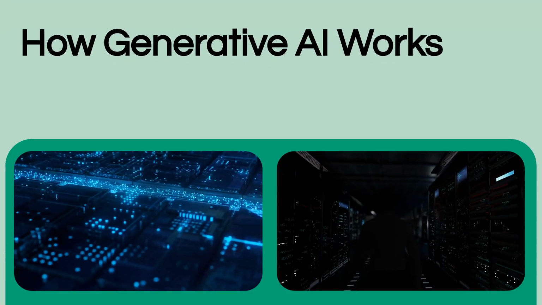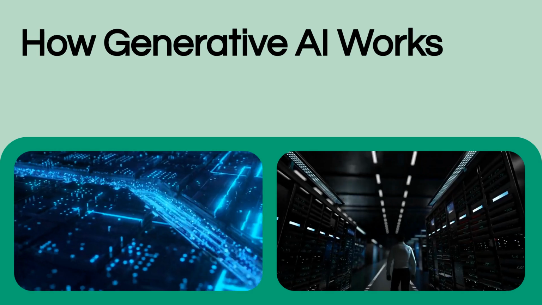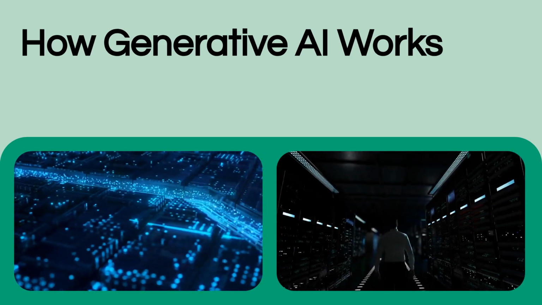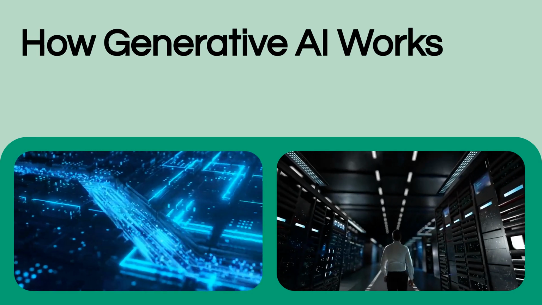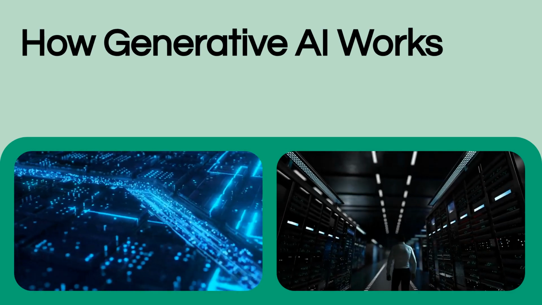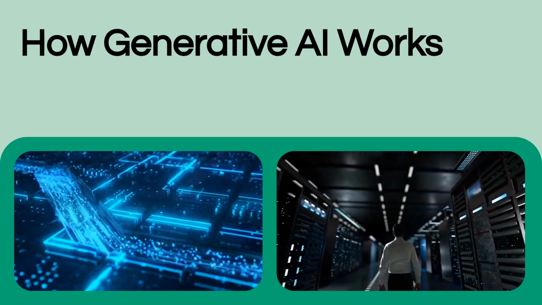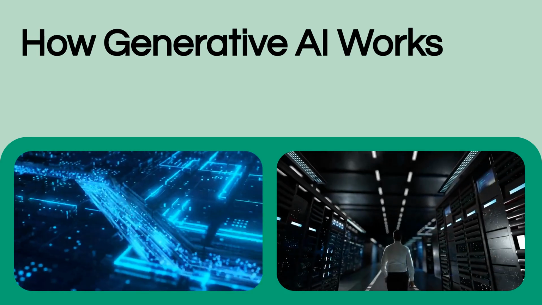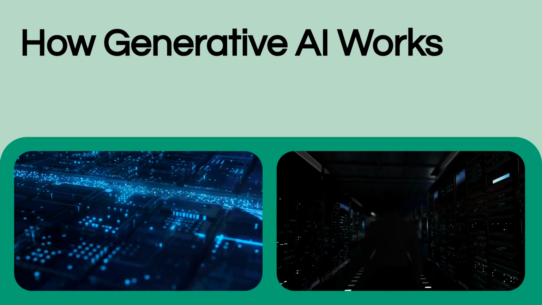Briefly, how does it work? Generative AI models often use techniques like generative adversarial networks, or GANs, and transformer models. GANs involve two neural networks, a generator and a discriminator, competing to create increasingly realistic outputs. Transformers, on the other hand, are excellent at understanding context and generating coherent sequences, like text or code.